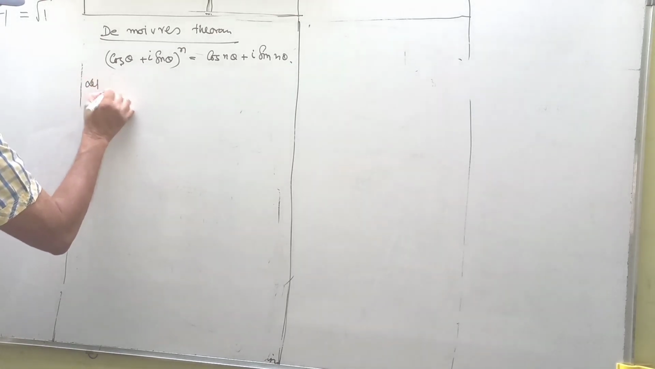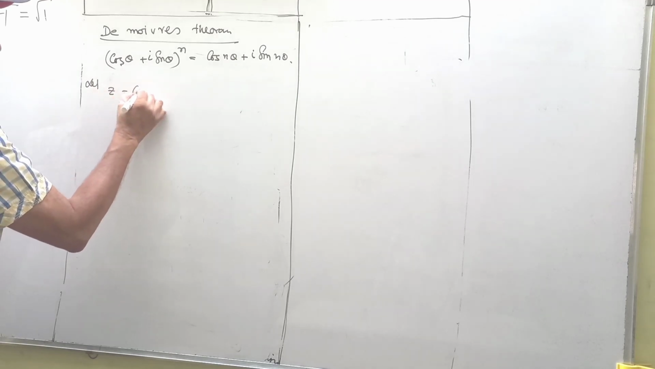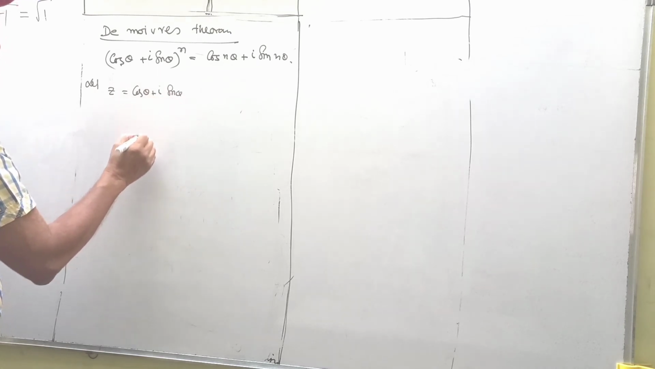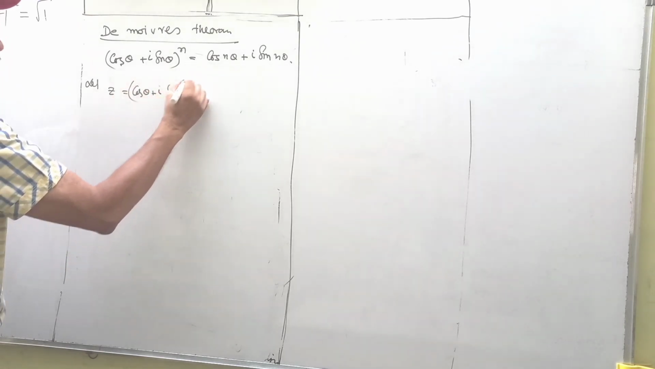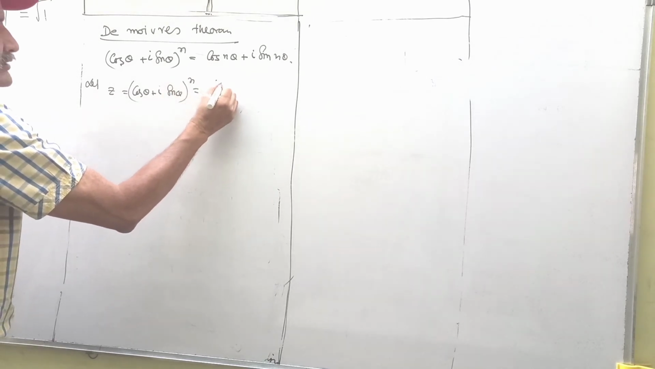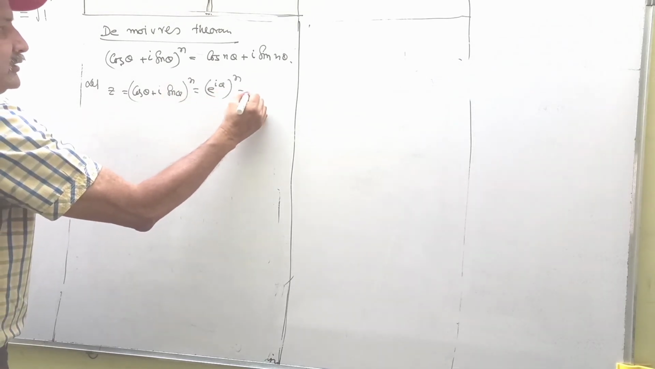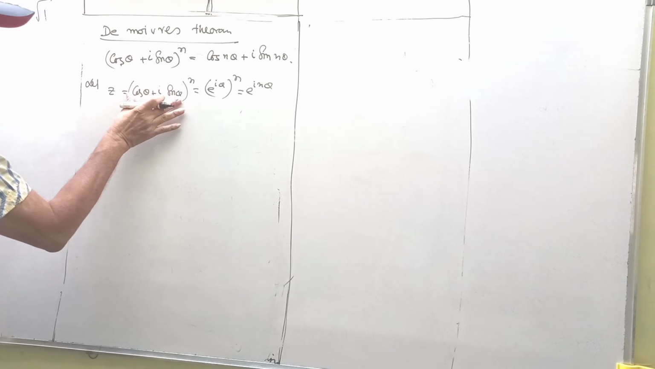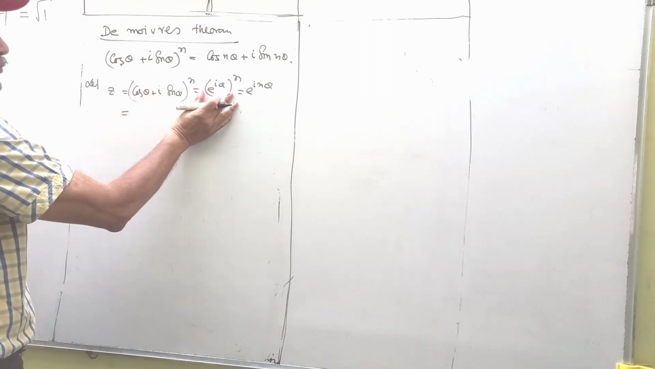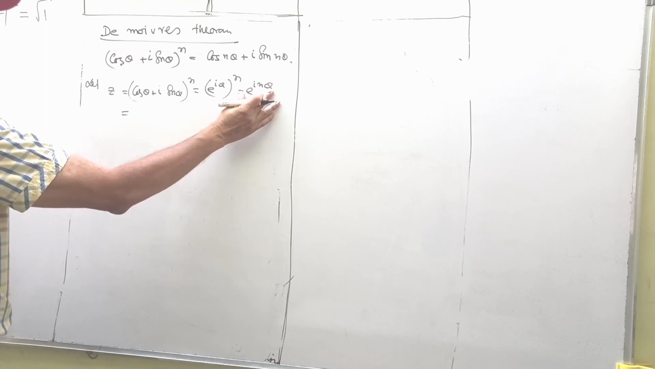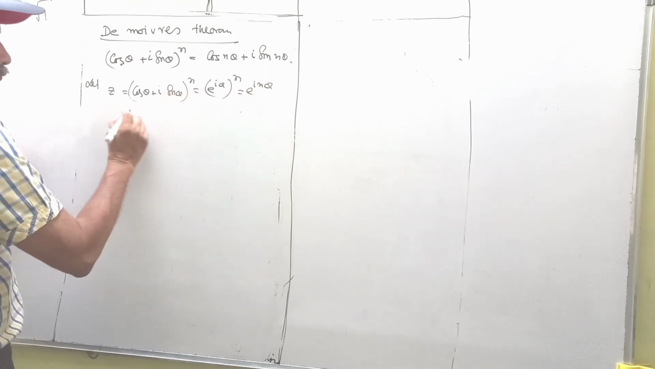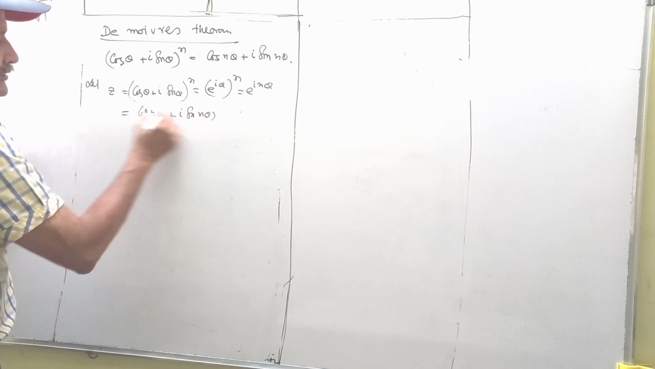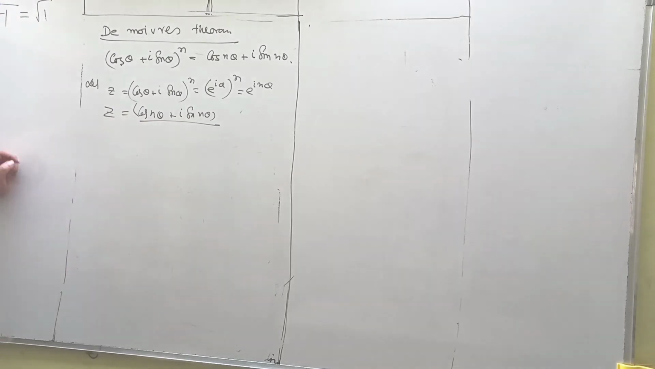Let z equal to cos theta plus i sin theta, equal to e to the power i theta. Then z to the power n equals e to the power i n theta. This is called polar form and this is called exponential form. Now from exponential form, converting again to polar form, cos n theta plus i sin n theta. That means z to the power n equals this.